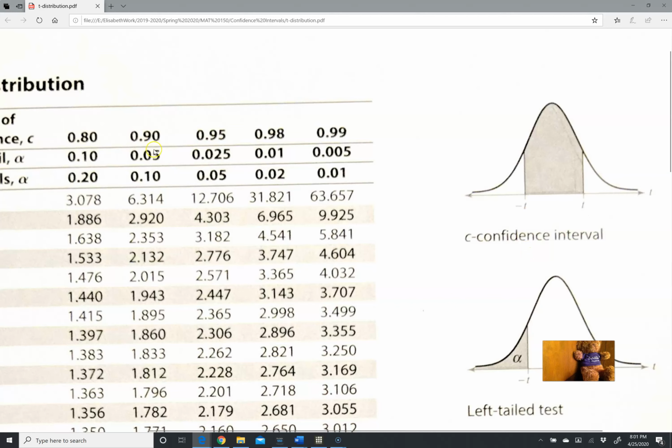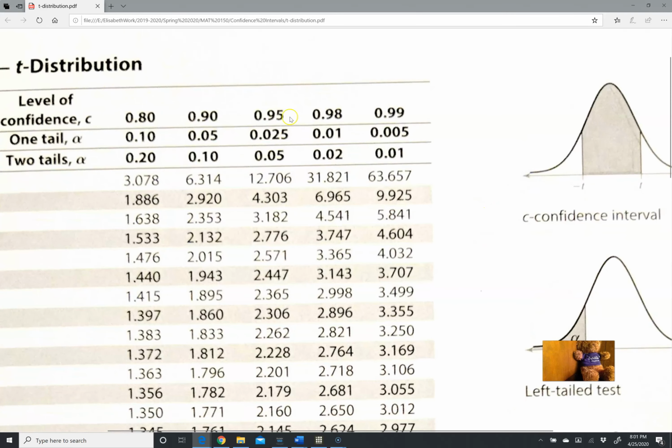Okay, so the 0.9 says 90% is in between here. Under two tails, you see 0.10. So that 0.10 is saying, okay, the remaining 10% is under the two tails. And then for the one tail is 0.05. So that's saying 5% of the area is under one tail. For the 95, the 0.95, same thing.